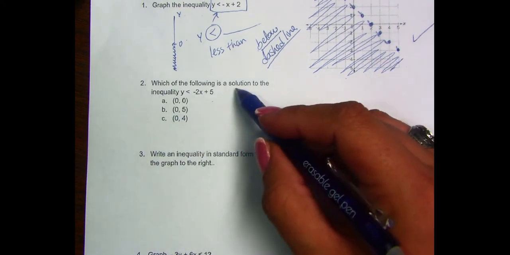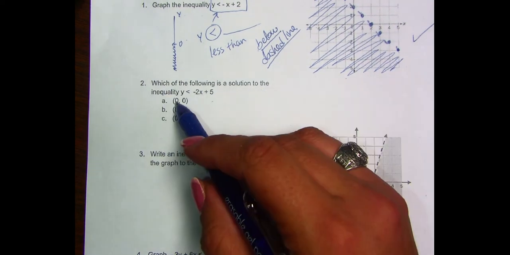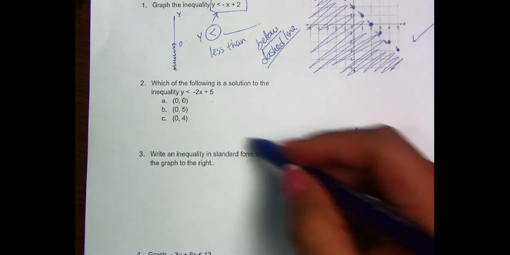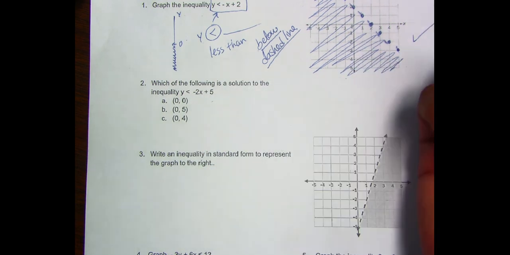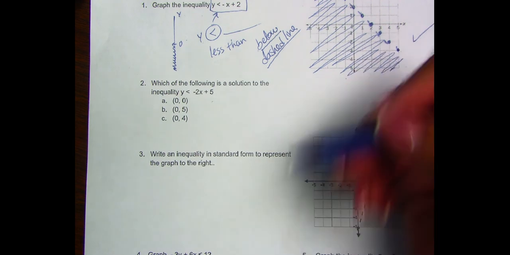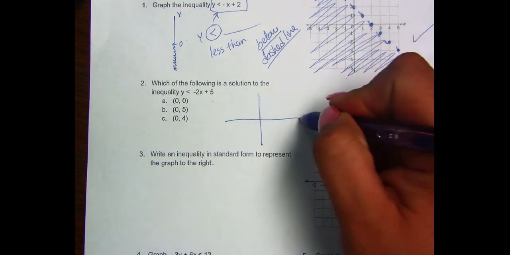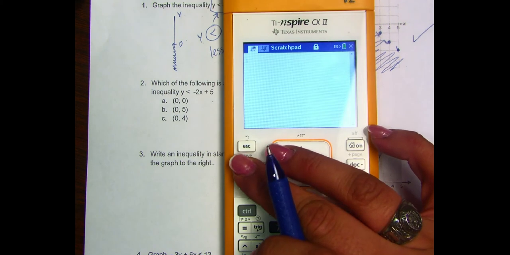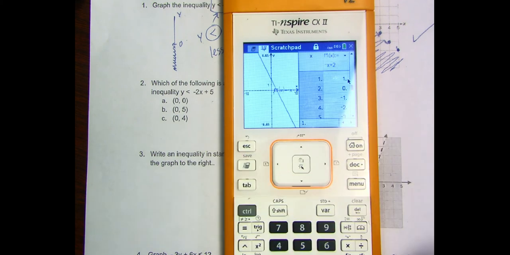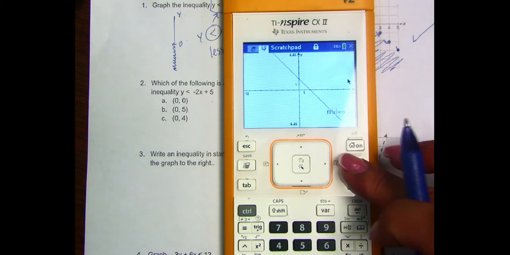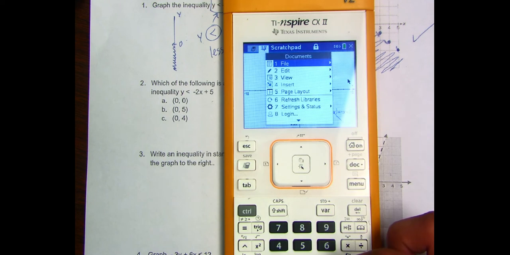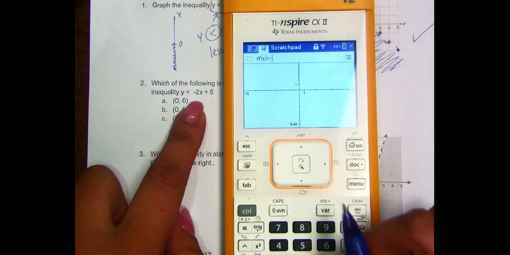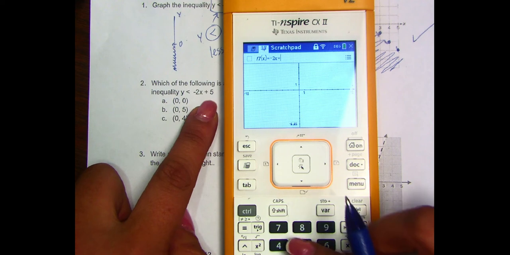Number 2 says, which of the following is a solution to the inequality y is less than negative 2x plus 5. So because there's no graph here, I do kind of want to help you with strategy. So please try to make a sketch. You're more than welcome to graph it in the calculator as well. So Control T removes the table, and then now you can do Doc B to clear. So we type negative 2x plus 5.